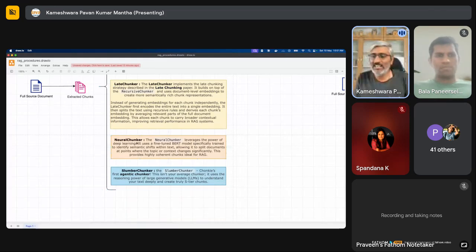And then neural chunking: again we fine-tune some BERTs, and then pass your document through those fine-tuned BERTs and finally get the chunking strategy using neural network models. And then slumber chunking is basically from the agentic perspective. You have an agent, it looks at your document and takes a decision on where to chunk and where not to chunk. So it's more advanced than every other chunking.